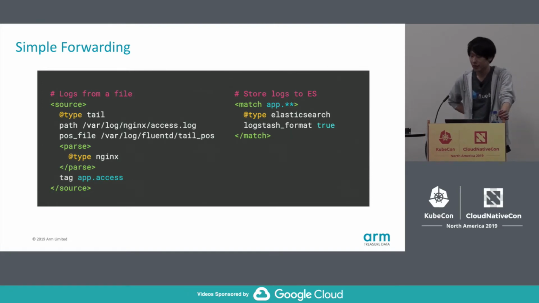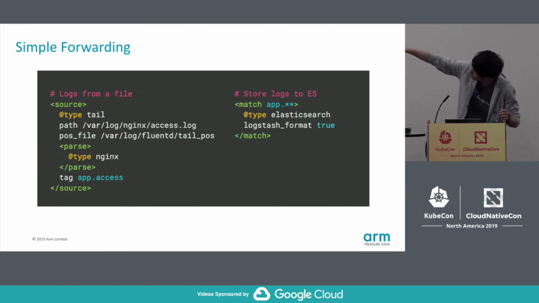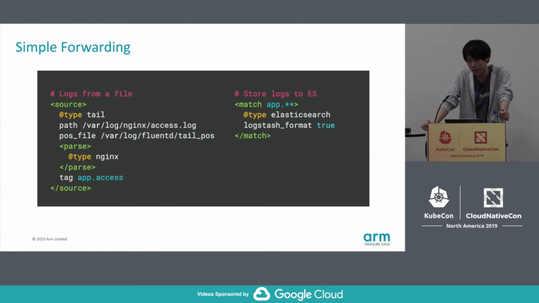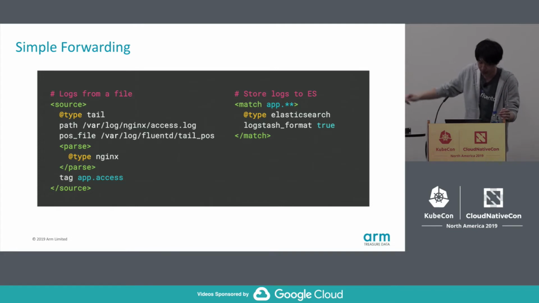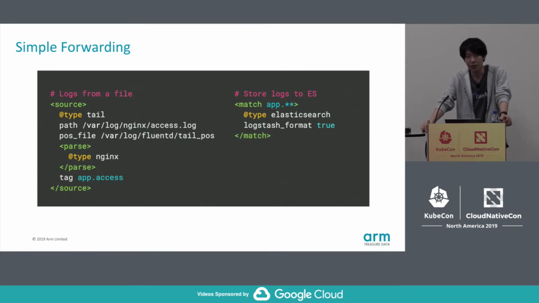The source section is on the left top. The source section is for the input plugin, and the parser section, which is located inside the source section, is for the parser plugin, and the match section on the right is for output plugins. We use the tail plugin as the input plugin and the NGINX parser as the parser plugin.